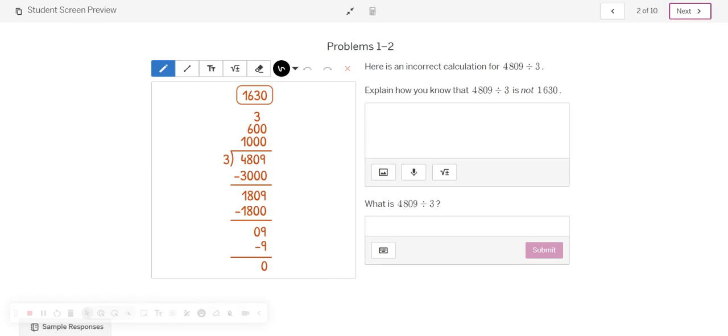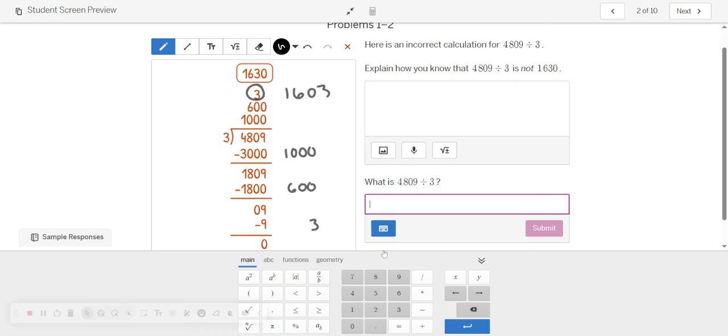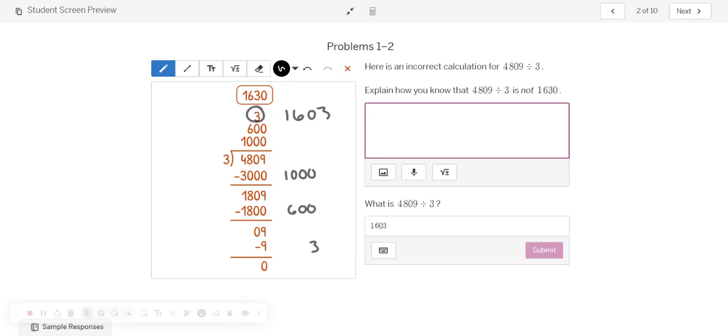And so right away, this 3 here should be a 3, but it's in the 30s place. And so this should have been 1603. 3,000 of that's 3 groups of 1,000. This is 600, and lastly 3. I don't know why they did that. And so here we go, and it should be 1603. And explain how you know.